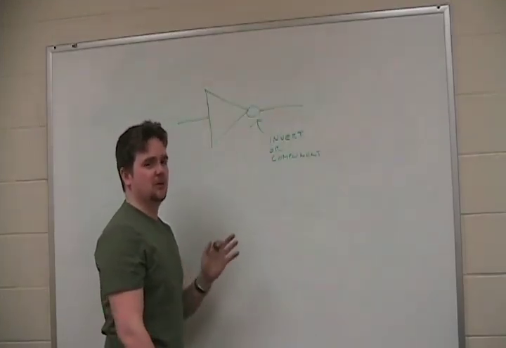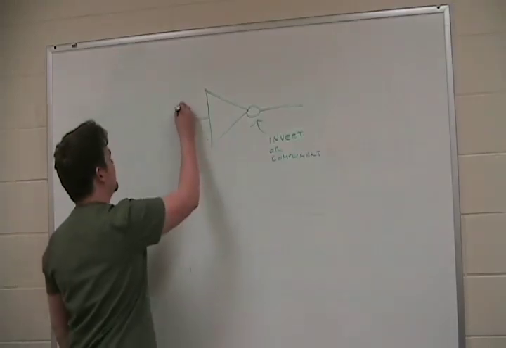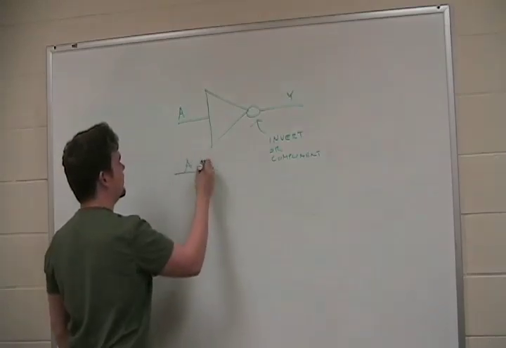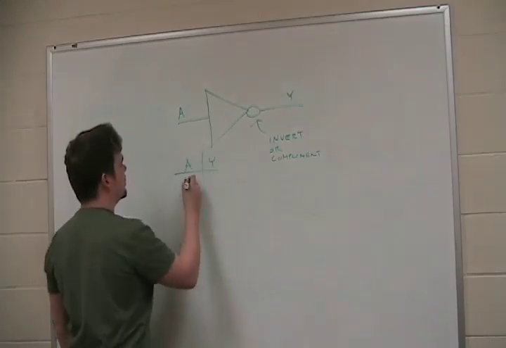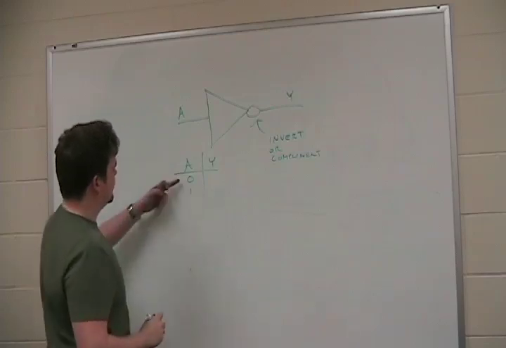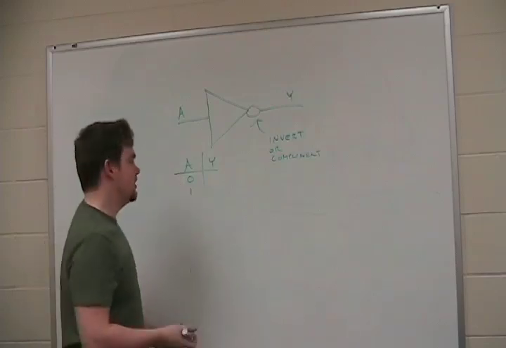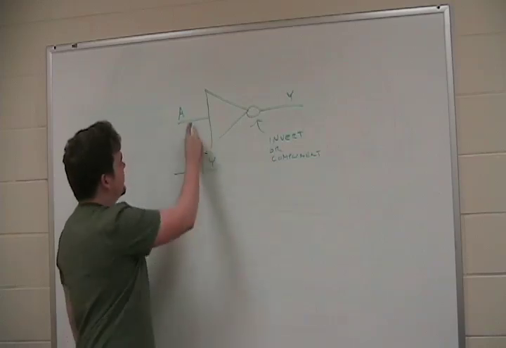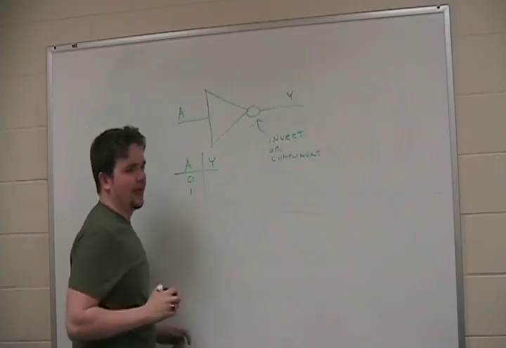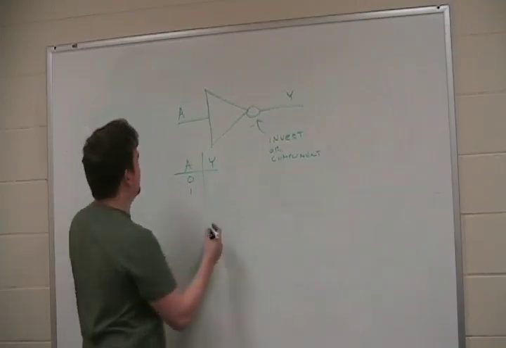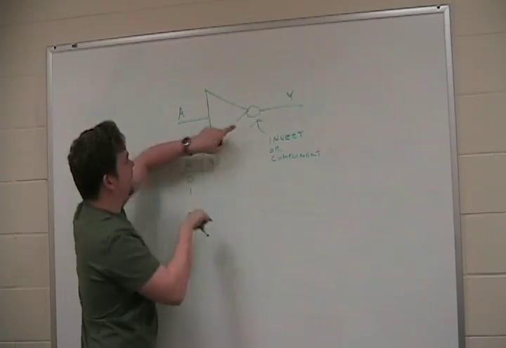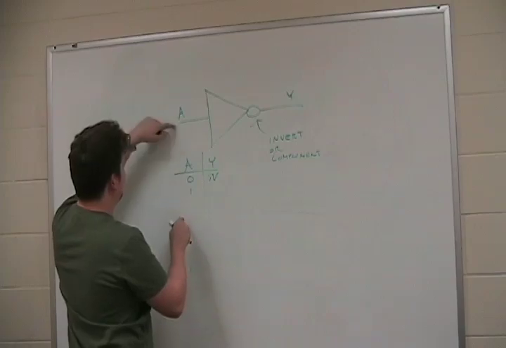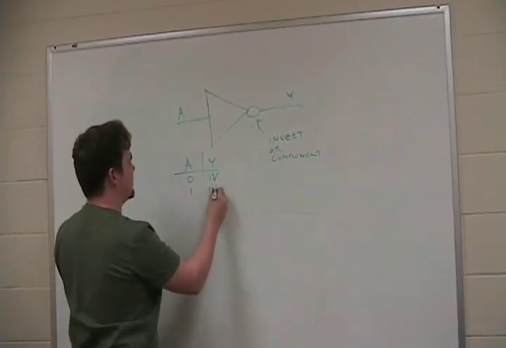So what we're going to do is we're going to make up what's called a truth table. We're going to call this input A and we're going to call this output Y. A, Y, 0, 1. 0 or 1. The only two possibilities digitally, which is 5 volts or 0 volts. So if we have 5 volts here, that's 1. If we have 0 volts here, or ground, that's 0. Y is going to be the complete opposite. If we put 0 volts here, we're going to get 5 volts to the output. If we put 5 volts to the input, we're going to get 0 volts to the output.